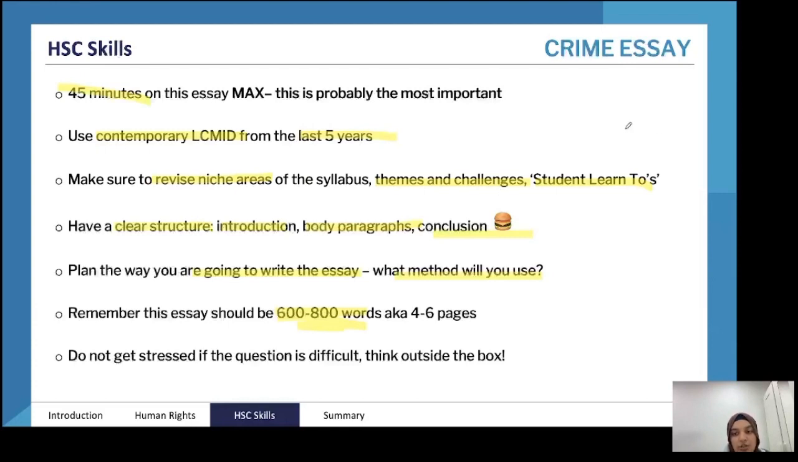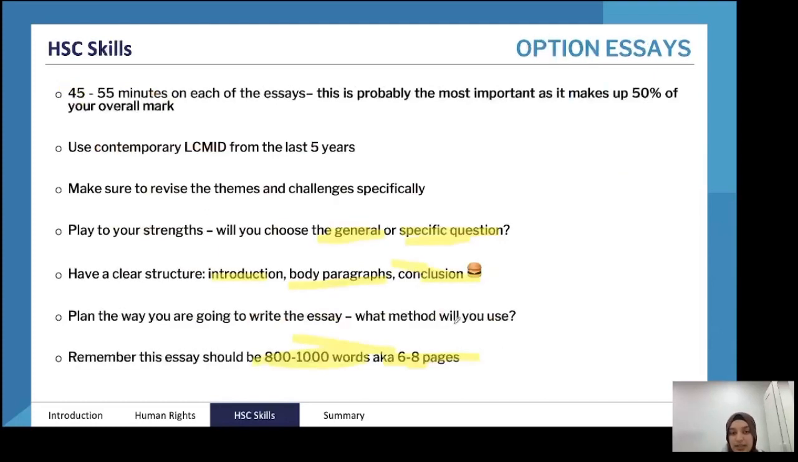focus on niche areas of the syllabus, so themes and challenges students learn, have a clear structure, plan out how you're going to write the essay, looking at which method you're going to use, look at the amount of words and pages that you need to be writing, and always remember that if the question is difficult, it's not too difficult. If you've gone through the syllabus enough times, please go through the syllabus. And for the options essays, 40 to 55 minutes, 45 to 55 minutes.